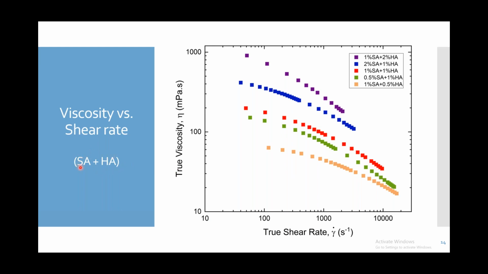So in this study, we blended sodium alginate with hyaluronic acid to improve the environment for cells. Actually, sodium alginate can support printability of the bioink. However, hyaluronic acid can improve the biocompatibility and biological properties. This figure shows the shear viscosity as a function of shear rate for 5 different combinations of sodium alginate and hyaluronic acid. It's clear that the combination of 1 weight% sodium alginate and 2% hyaluronic acid has the highest viscosity, which is around 1000 millipascal seconds.